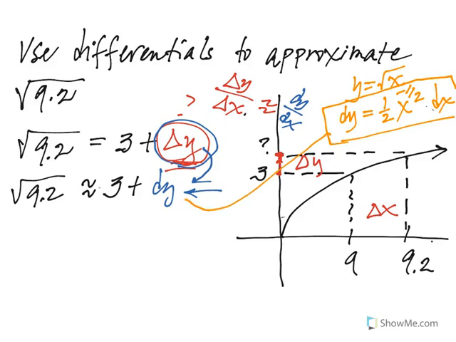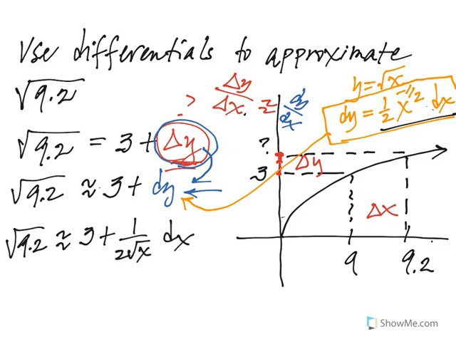Now, I'm going to use that and replace dy with it. So now I can say the square root of 9.2 is roughly equal to 3 plus the dy, and I plug in this statement right there, which is 1 over 2 root x times dx. This is possible because this distance right here is like dy, and this is dx. If I take 3, that's this distance from here to here, and I add dy onto it, I will get this y value right there.